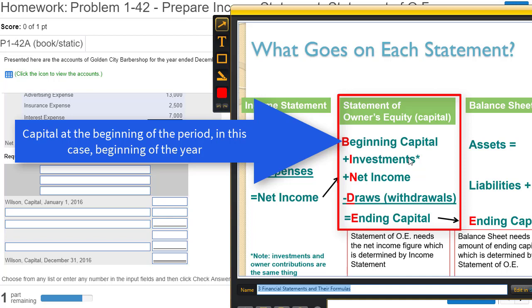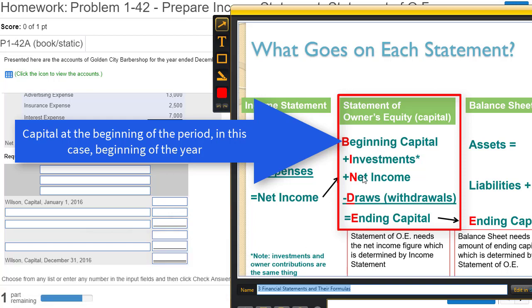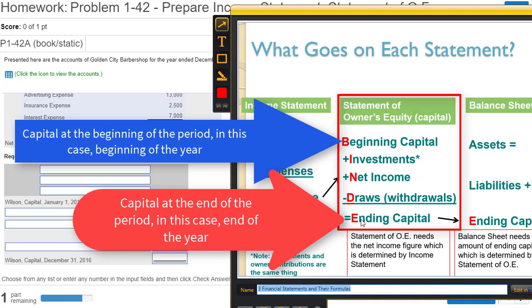We're going to add investments, and remember, investments are also known as owner contributions. That's important. The book usually calls it owner contributions. We're going to add net income, which came from the income statement. We're going to subtract our draws, also known as withdrawals. And then the result is the capital at the end of the period.